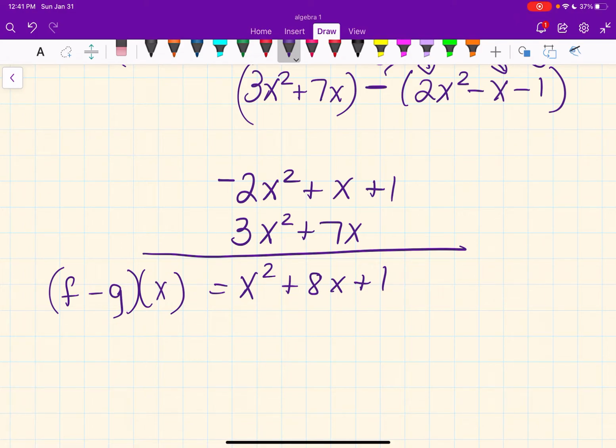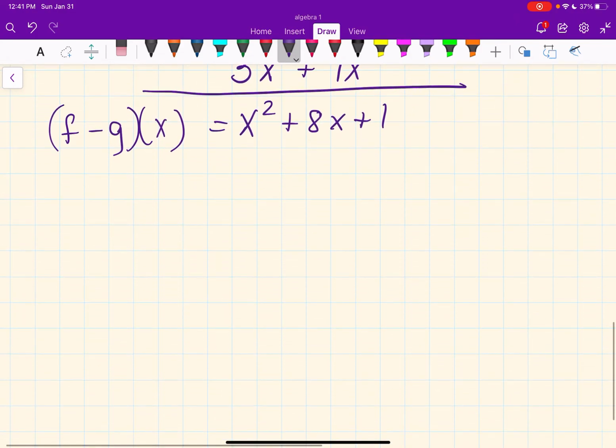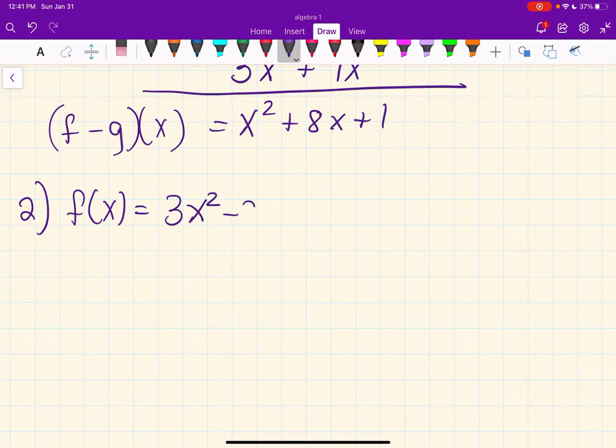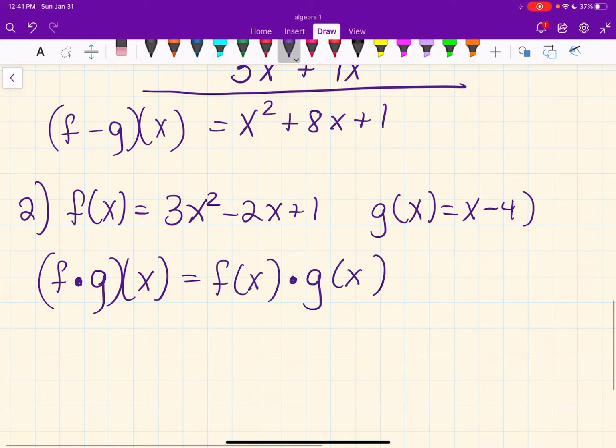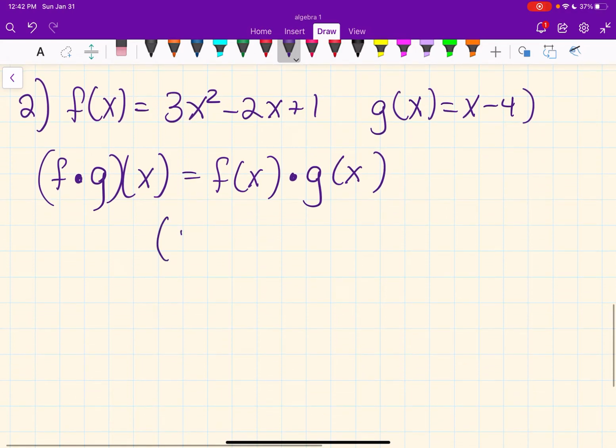Okay? And then number 2, f of x equals 3x squared minus 2x plus 1. And g of x equals x minus 4. So the first one is f times g of x. So that's really just f of x times g of x. So let's just write that out and do the problem. Once you write it out, it looks very familiar because it's Algebra 1 work. It's just new notation.